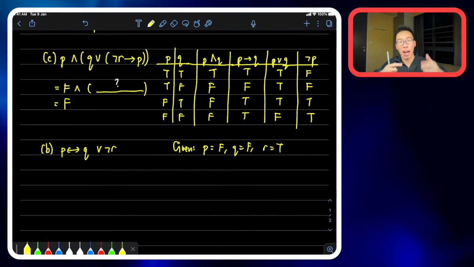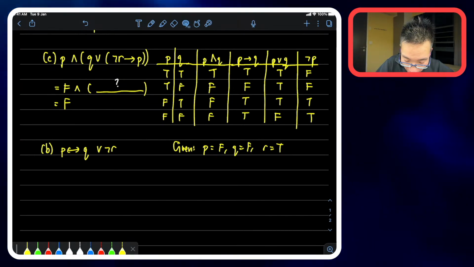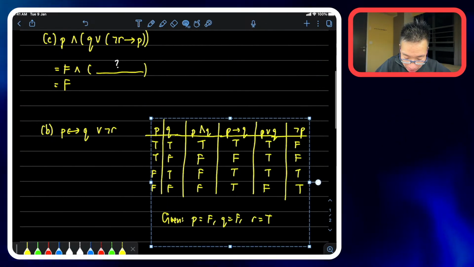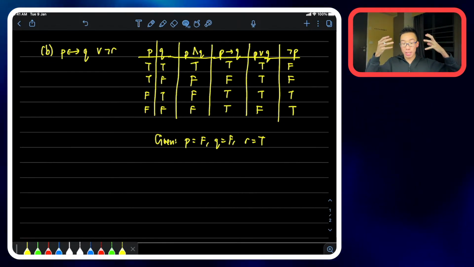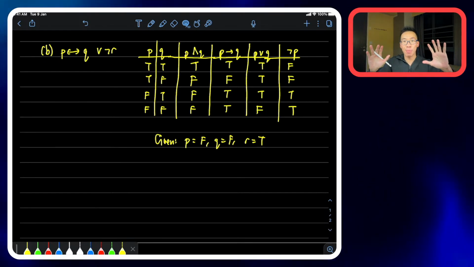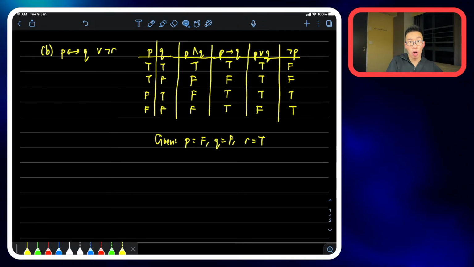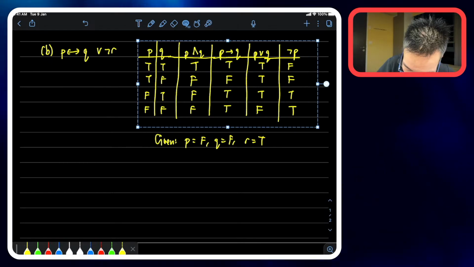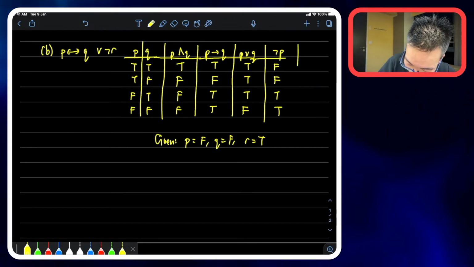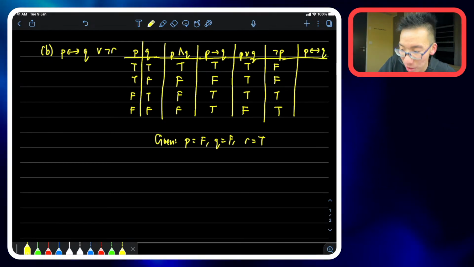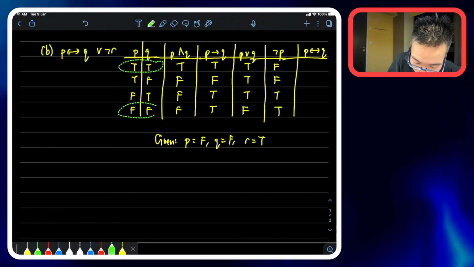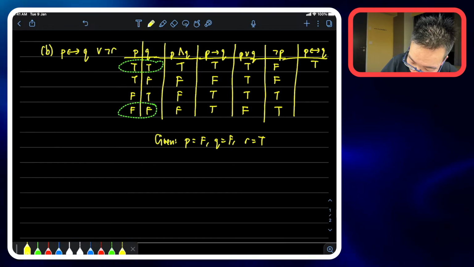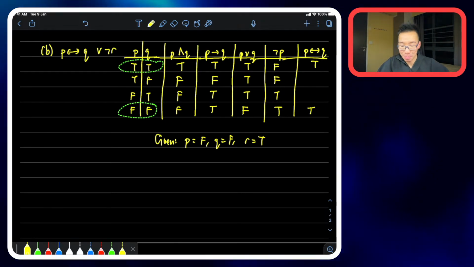Now we have this double arrow. It's called a biconditional. The biconditional tells us that the expressions on the left and on the right have the same truth value. It doesn't tell us which is true or which is false, just that they have the same truth value. What that means is that the truth table of the biconditional is going to be true precisely when the truth values are the same, and false otherwise.